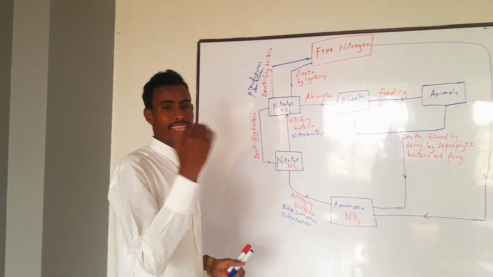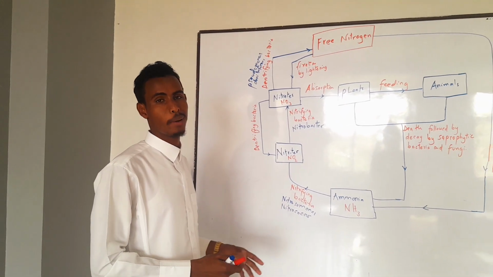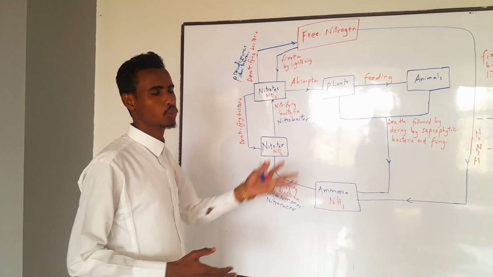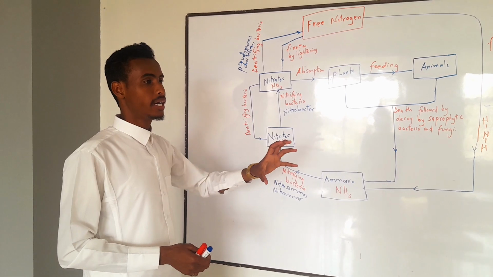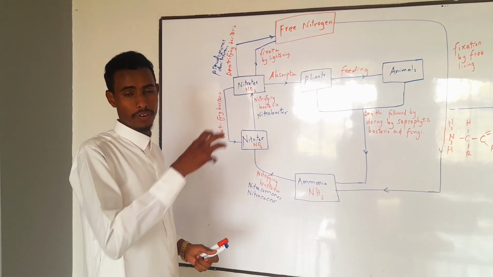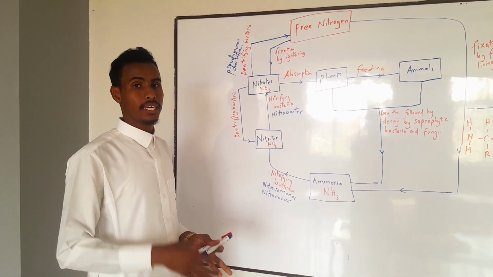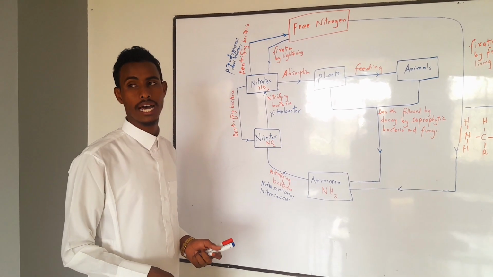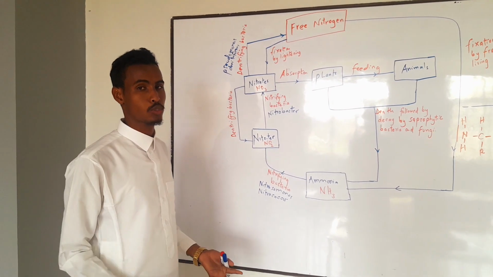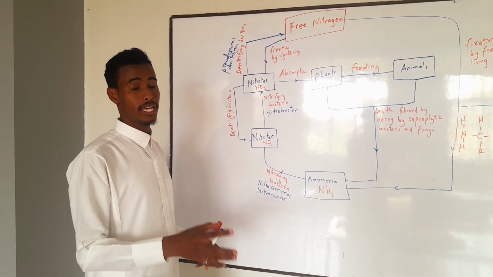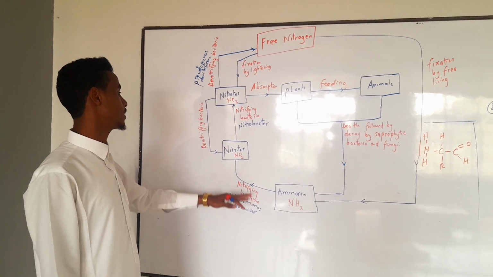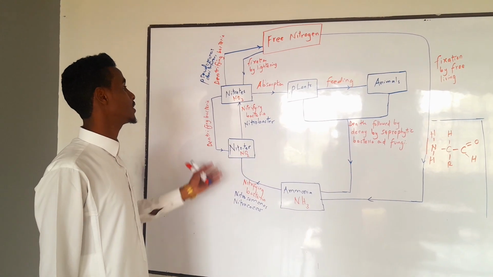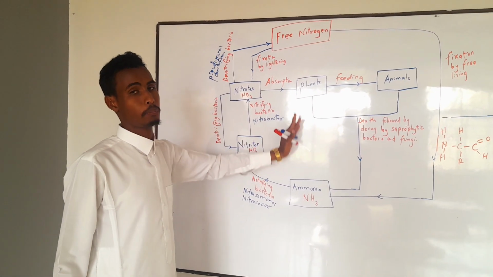In non-biological fixation, we have the lightning combining atmospheric nitrogen with oxygen to form nitrogen dioxide. Nitrogen dioxide dissolves in the rain to form nitric acid. Now, the nitric acid and the nitrous acid fall into the soil as acidic rain. Once they're in the soil, they dissociate into nitrates and hydrogen, and the plants absorb the nitrates. These nitrates are absorbed by the plants, from the plant to animals.